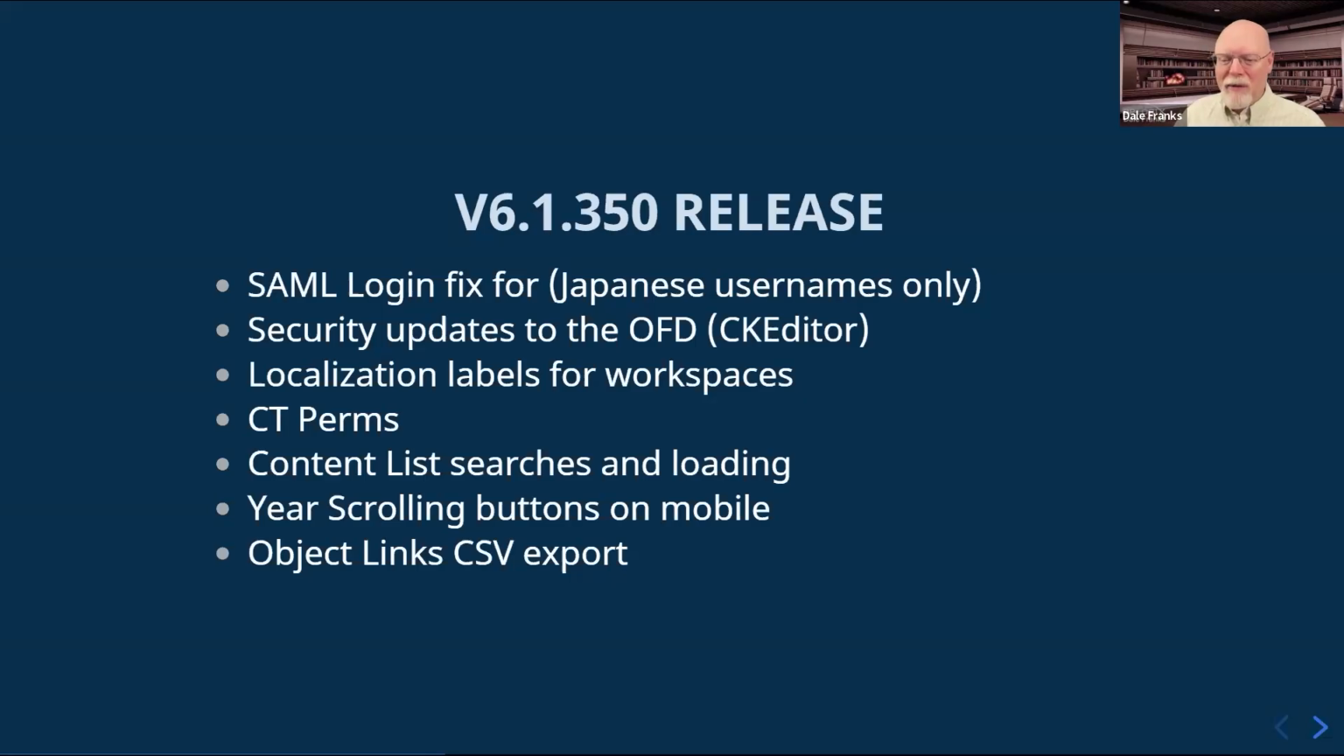So .350 will have those object links available. And just as with other tabs, at the very top, there'll just be an action link there that you can click to export the contents of the object links tab of your object definition to a CSV file. So that is 6.1.350. That is all that's included in it. It is an interim release.